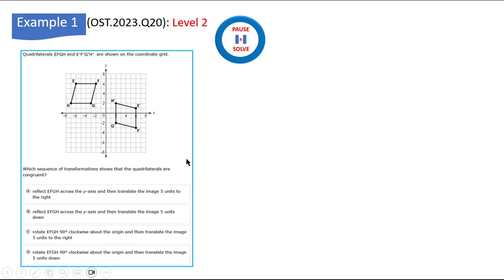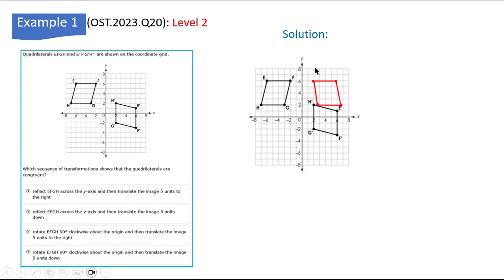First of all, let's see what happens if I reflect EFGH across the y-axis. I would get this figure, and obviously this figure will not match this. If I slide it down, it will not match this figure. So this first option is reflect across the y-axis and then translate the image 5 units to the right. That will take it right here. So that's not an option.